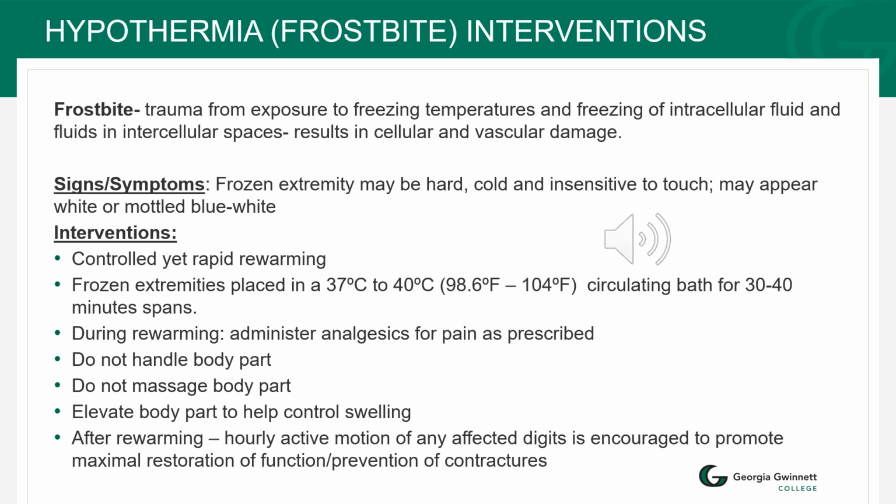After rewarming, so after you've gone through the rewarming process, you will be making sure that the client does active range of motion to the affected digits. So if it's the hand, again, they're moving those fingers actively, encouraging restoration of function or prevention of contractures. Contractures is when the extremity kind of gets stuck, if you will, and you're unable to use the hand like you're supposed to use the hand. So the function of that hand is impaired if there are contractures.